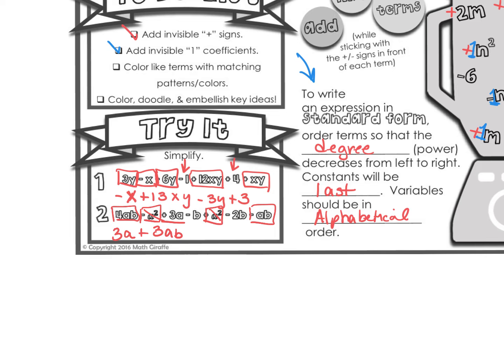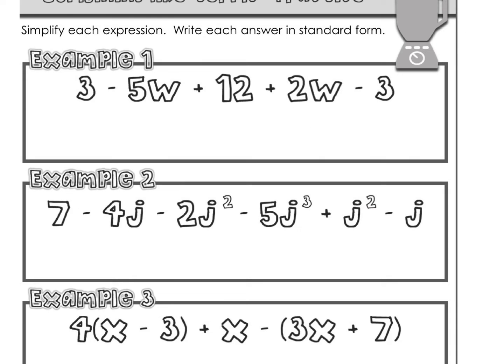And then we have a negative B and a negative 2B, and when we combine those, we get a negative 3B. And that is the answer for that. Now let's try a few of these together.